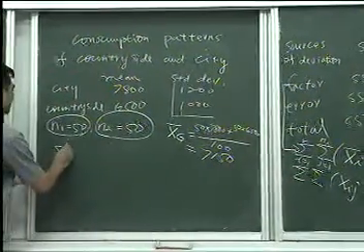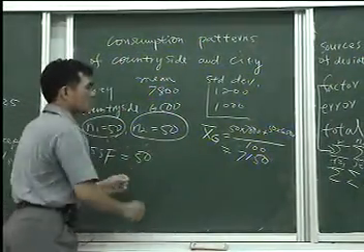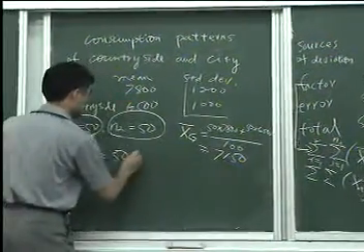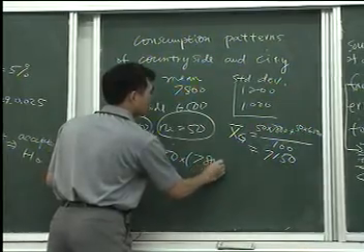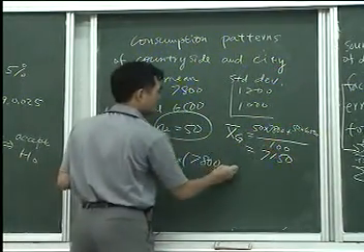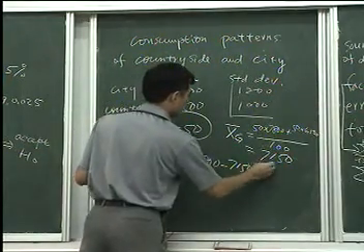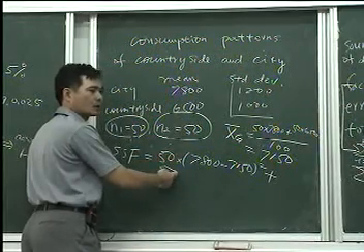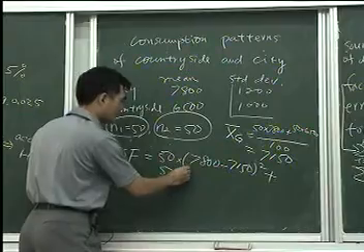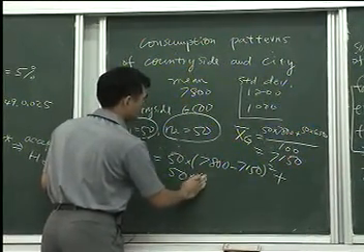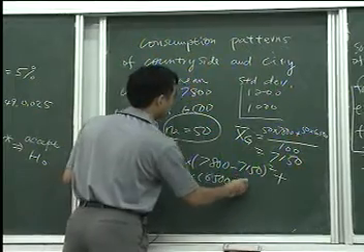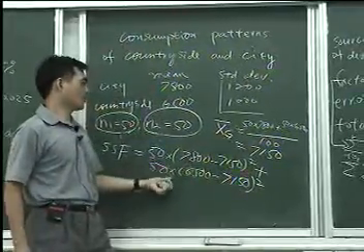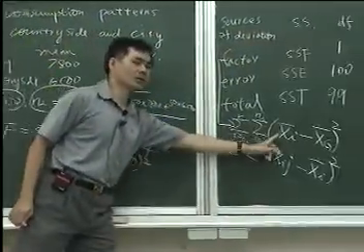Then SSF should be equal to 50, because you have 50 samples from the city, times 7,800, that's x bar 1, minus 7,150 squared, plus another one from the countryside: 50 times 6,500 minus 7,150 squared. Basically, this corresponds to the formula here.